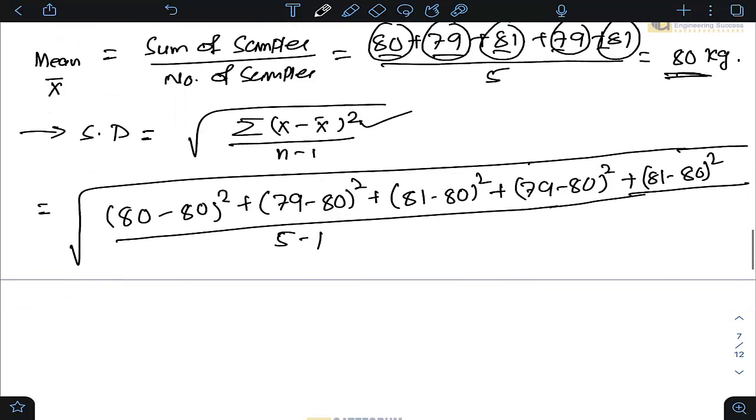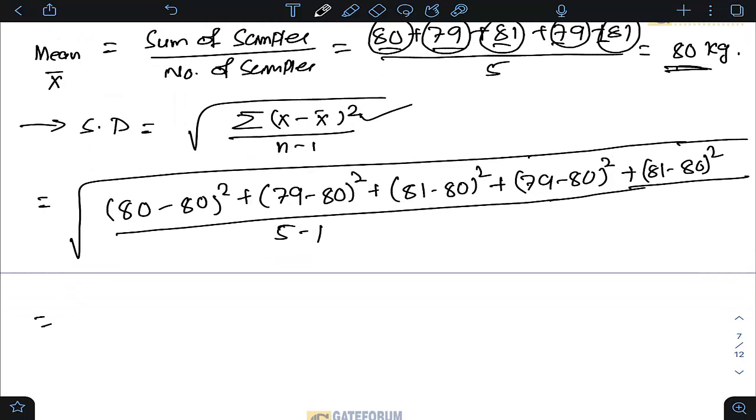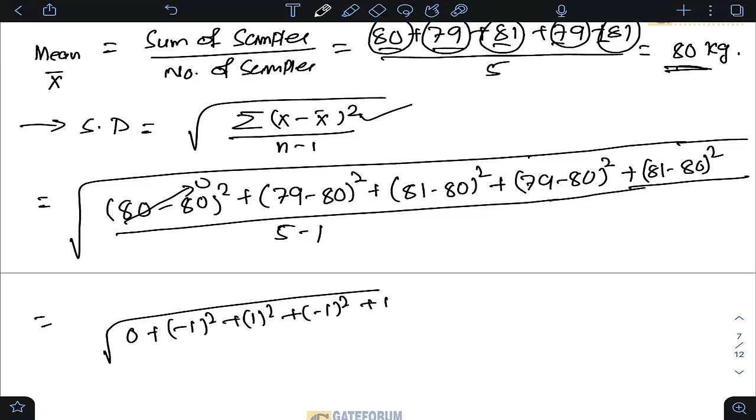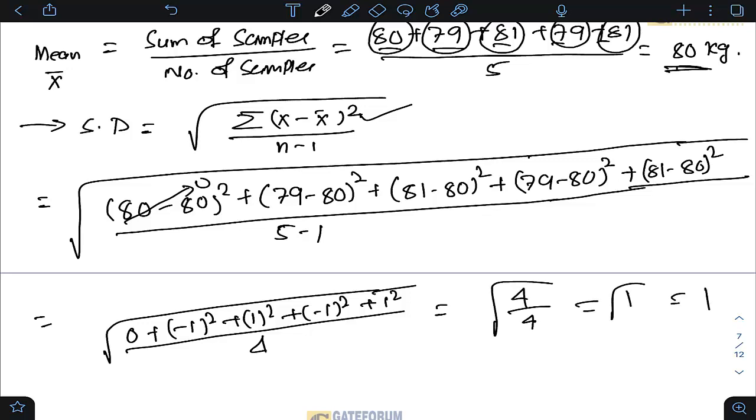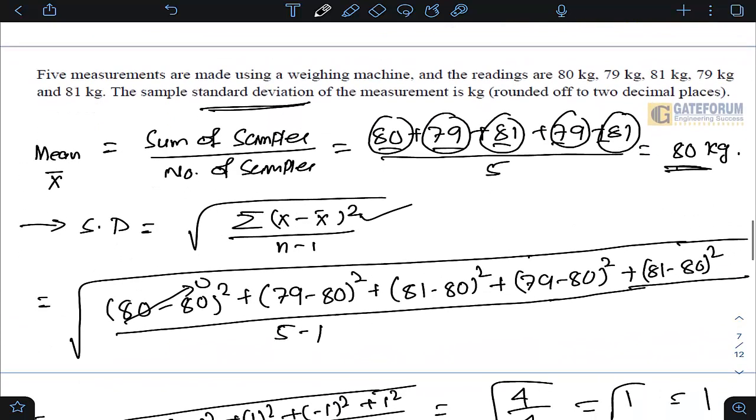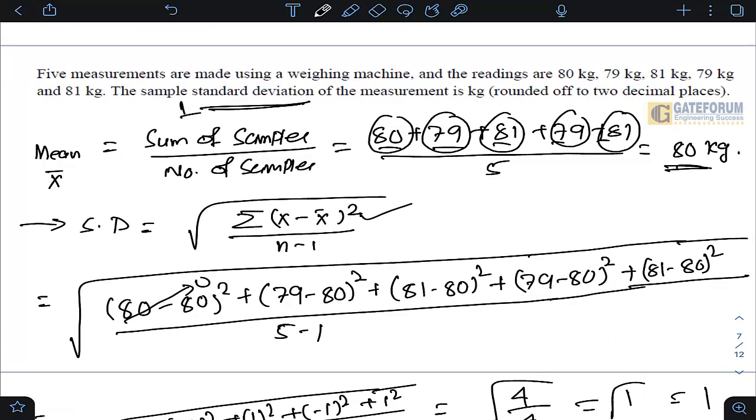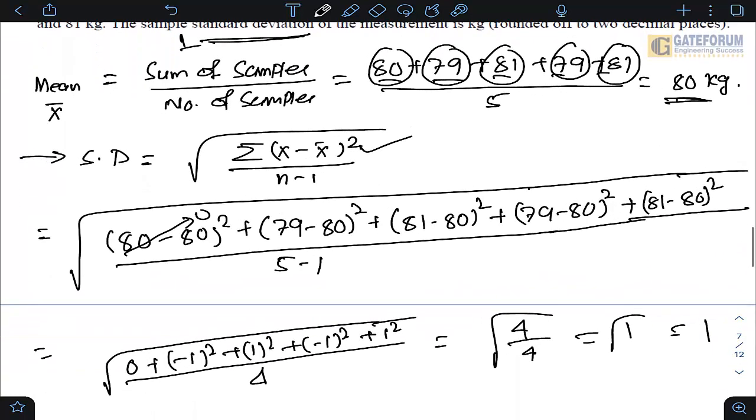So this is the standard deviation. If you see, this is 0. If I simplify it, how much do I get? 0 plus minus 1 whole square plus 1 square, again minus 1 whole square plus 1 square, divided by 4. So the numerator is coming 4, the denominator is also 4, square root of 1, the answer is 1. So the standard deviation answer is basically 1. Very simple, and again a formula based problem, students. Answer is 1 for this.